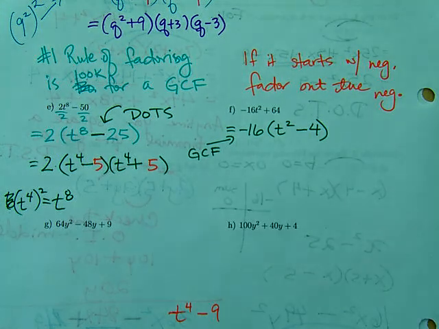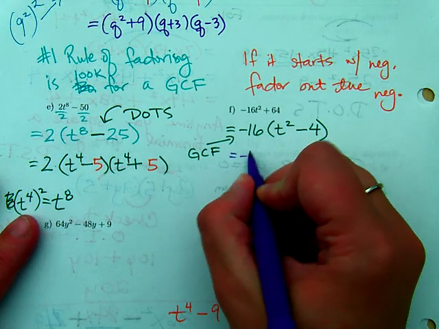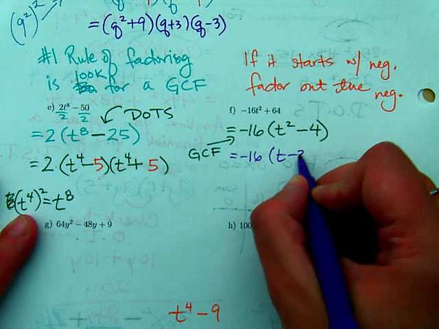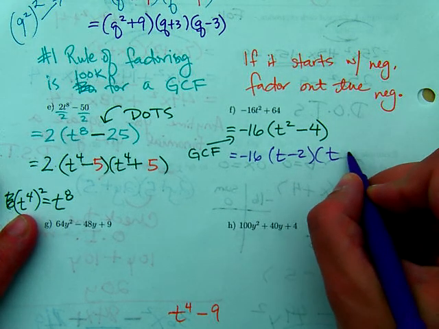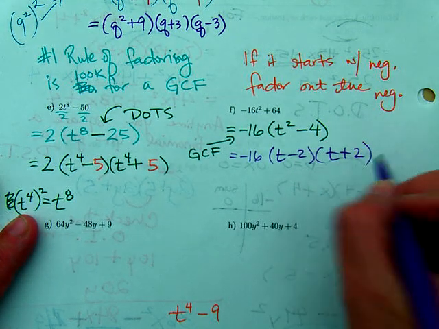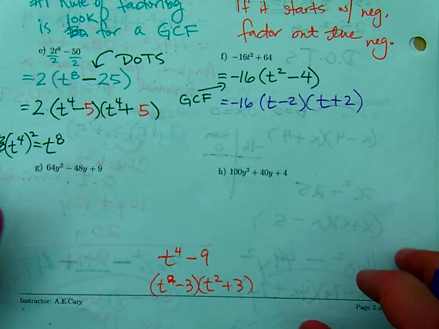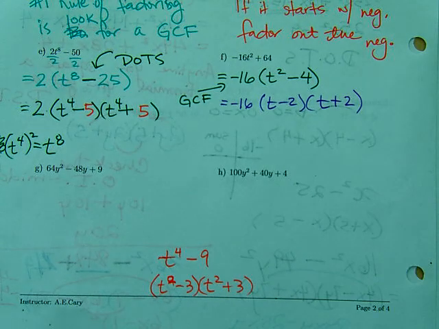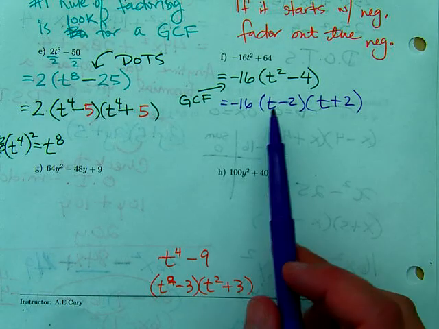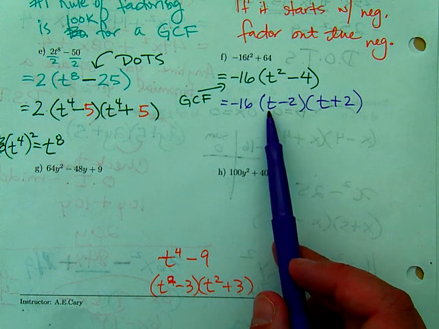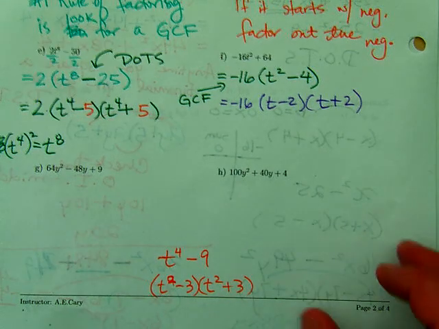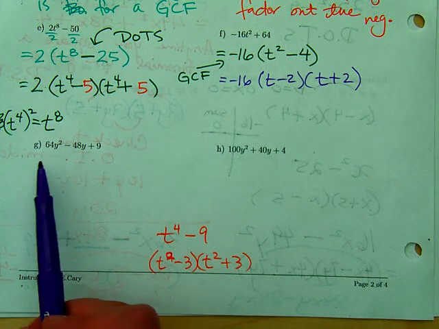Now what? Can it be factored any further? Yes. What would you factor it to? T minus 2, t plus 2, right? Looking for perfect squares, okay? There's no more squares. 2 is not a perfect square, t is not a perfect square, so it can't be factored further. Okay, let's look at some of these ones.